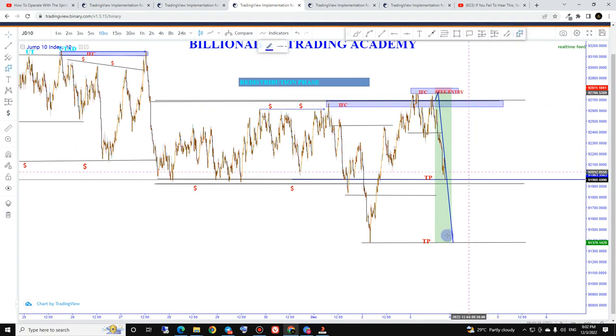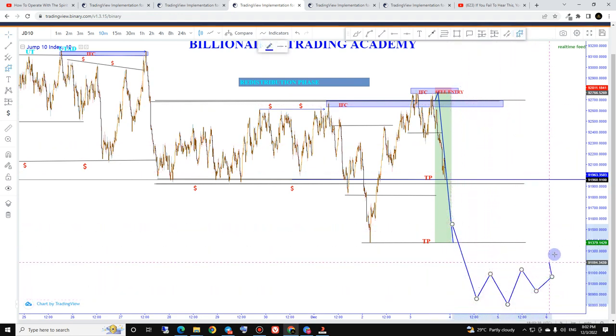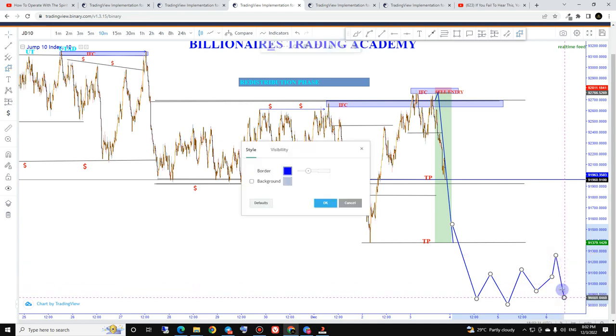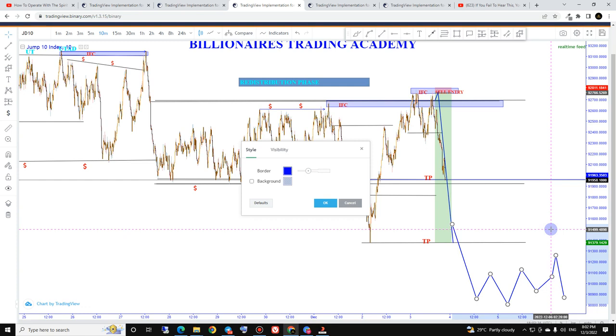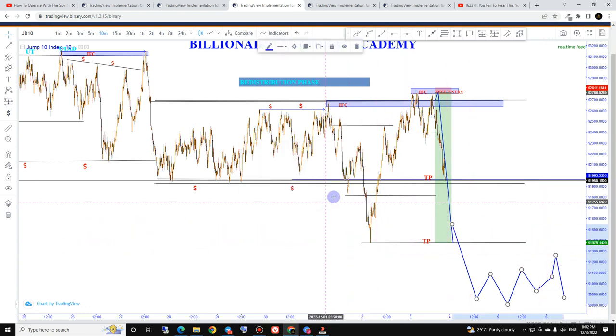Let me just show you. If it falls like that, then we can have some consolidation, and based on this consolidation we'll be able to tell whether price will be going up or going down. So otherwise, that's that about the market, and this is how I took the trades.